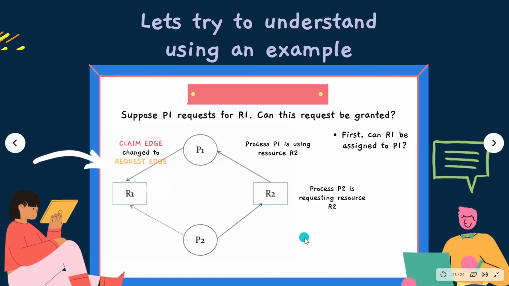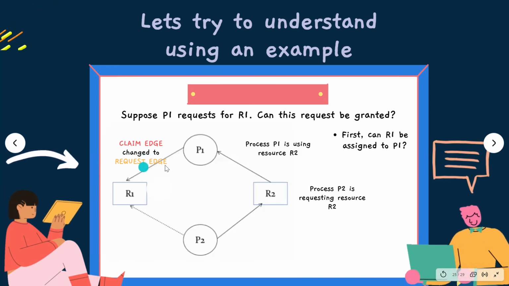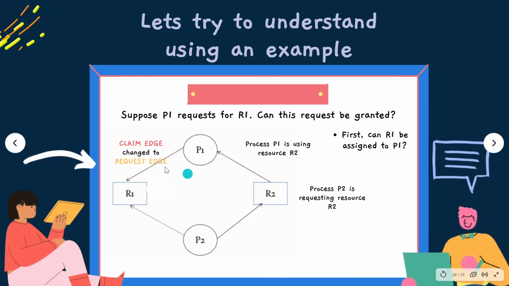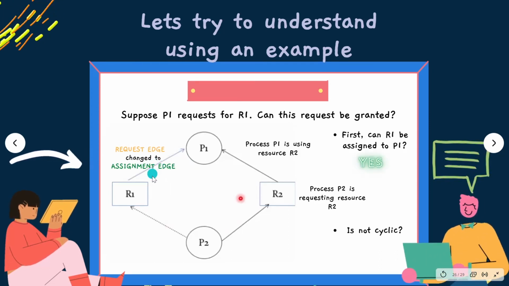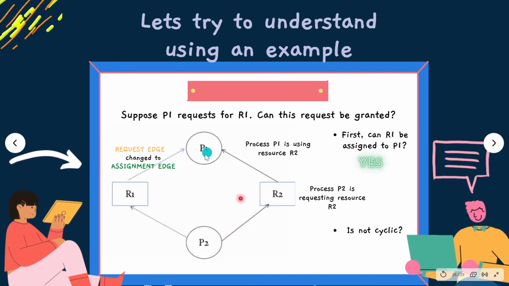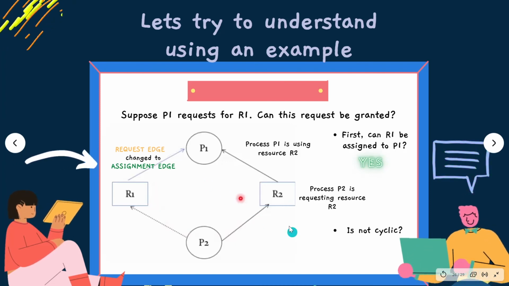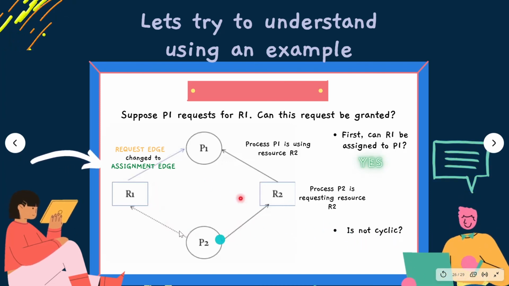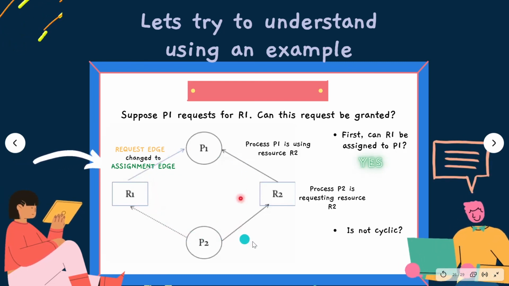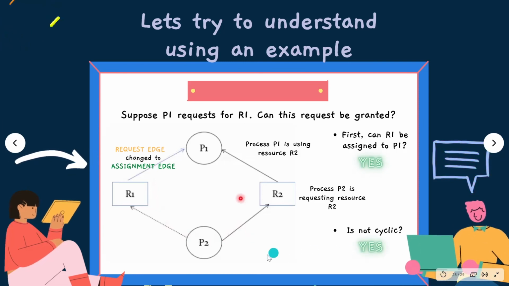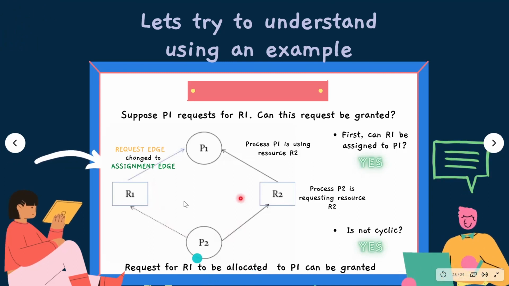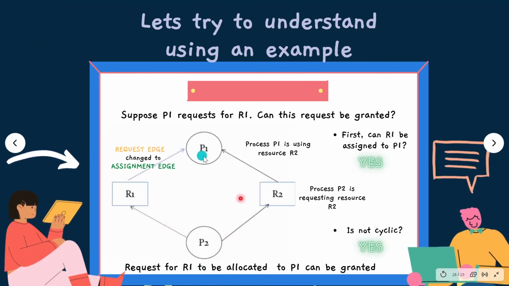So let's change claim edge to request edge, that is the dotted arrow will change to solid arrow, and then let's change the request edge to assignment edge, and resource R1 will now be assigned to P1. And now we have to ask the question, is it not cyclic? So we look at the arrows again and we can see that it's no longer cyclic, and so our answer will be yes. And finally, request for R1 to be allocated to P1 can be granted. So resource 1 can be allocated to process 1.